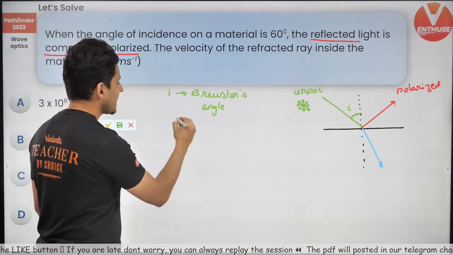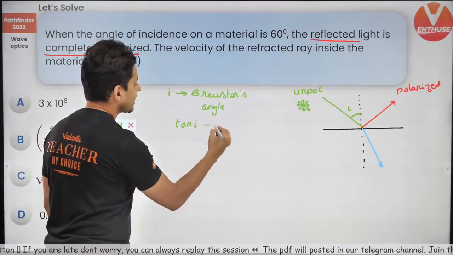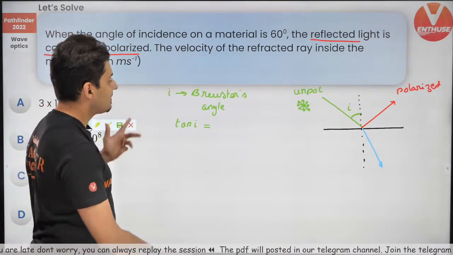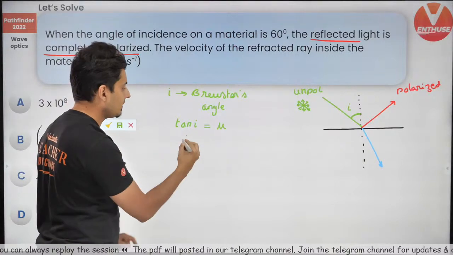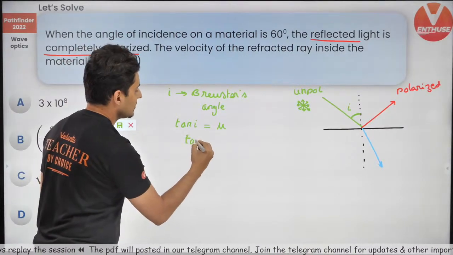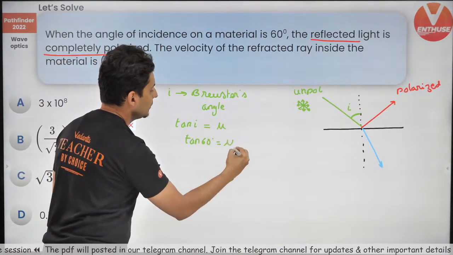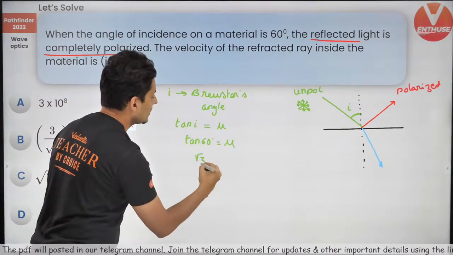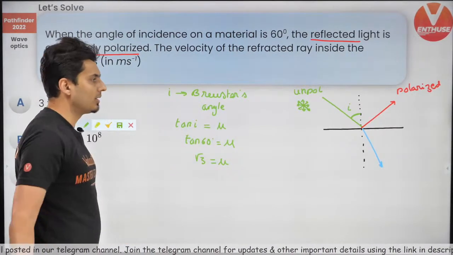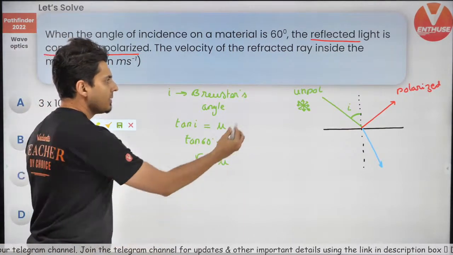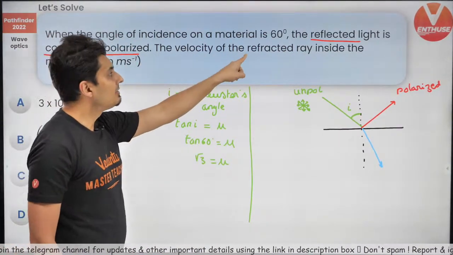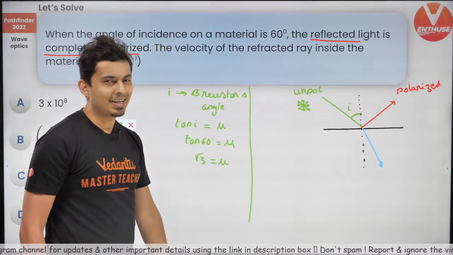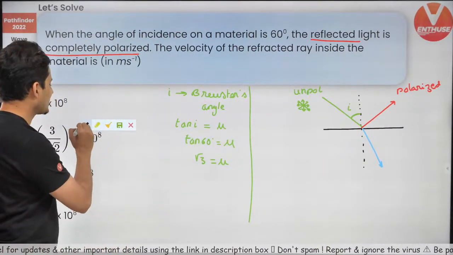So let's see, tan of i will be nothing but the refractive index. i is nothing but 60. This is Brewster's law, by the way. So tan 60 will be mu. Tan 60 is nothing but root 3. So mu is nothing but root 3. Interesting. But that is not our question. The question is, what is the speed of the light which is refracted? That means inside. And all you need to do is use Snell's law.